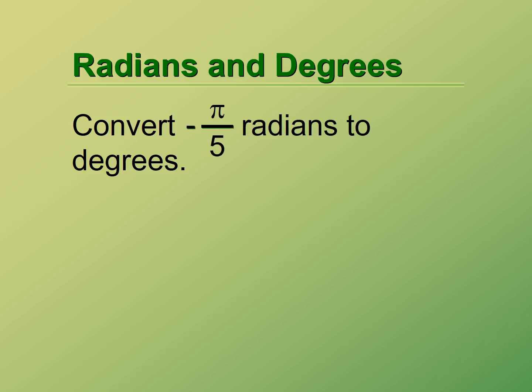All right, if we convert negative pi over 5, just make sure that your negative stays in your final answer. We'll multiply by 180 over pi. The pi's cancel. 180 divided by 5 is 36. And then don't forget to add the negative, so it's negative 36.